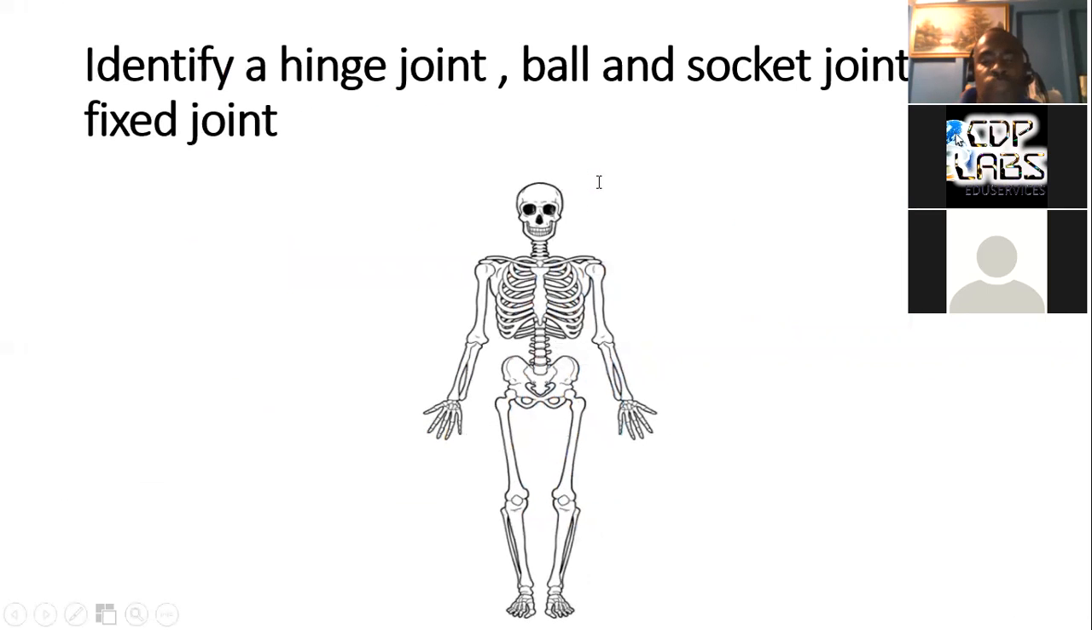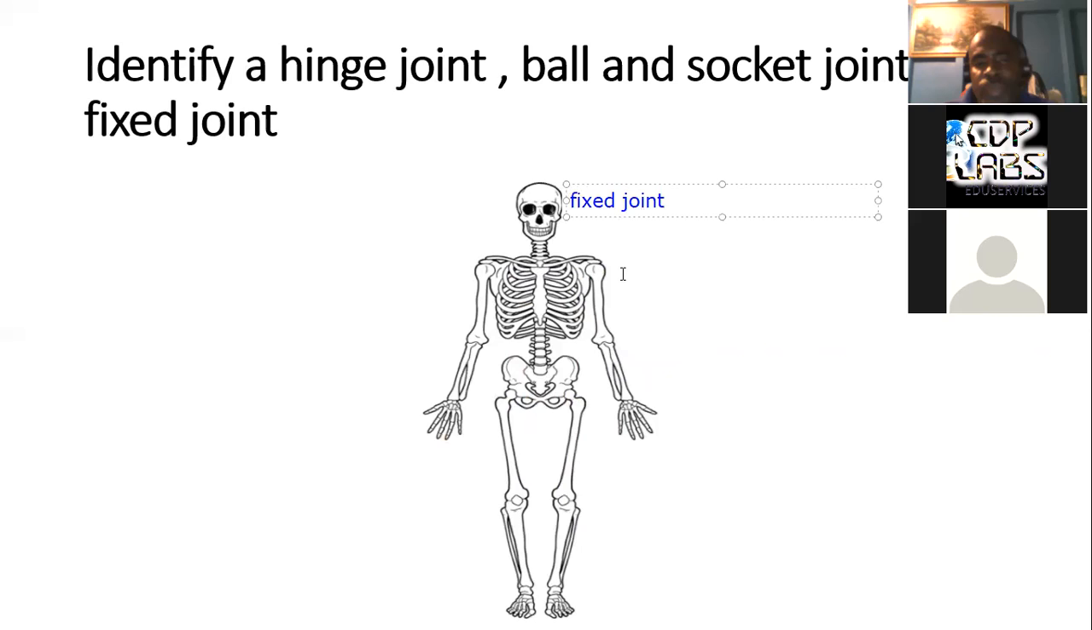I would like you to identify what type of joint you would find right here. Fixed joint. All right. So the skull has a fixed joint.